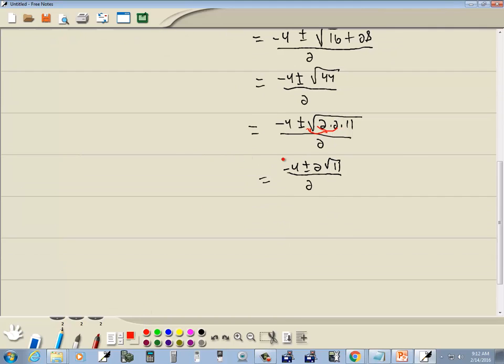And remember, if you can divide this number and this number by the same number, do so. Well, those are all divisible by 2. So that gives me negative 2 plus or minus 1 square root of 11 over 1, or simply negative 2 plus or minus the square root of 11. And those would be our 4 answers. The plus or minus there accounts for our last 2 answers.